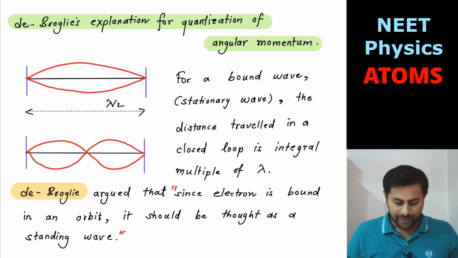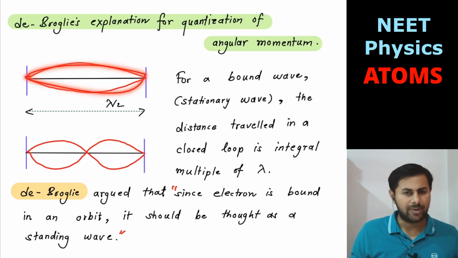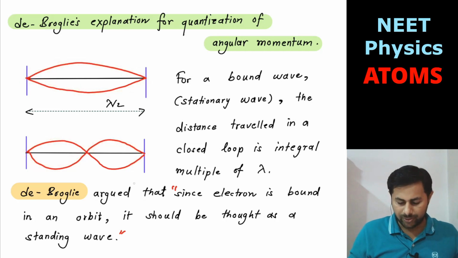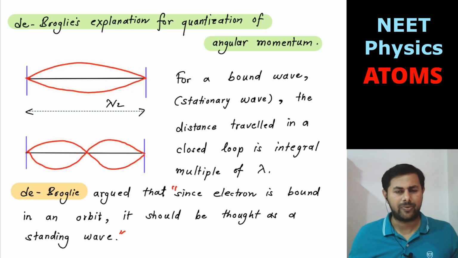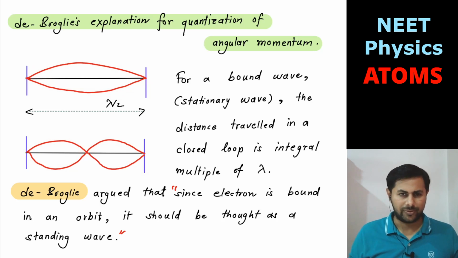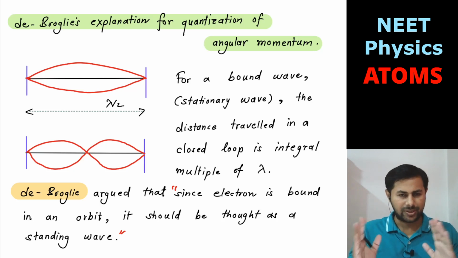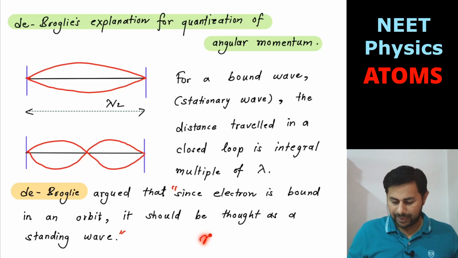All right, good. So the distance covered would be lambda, or if two loops are formed, the distance covered in a round trip is 2 lambda, or if three loops are formed, then the distance covered in a round trip would be 3 lambda, and so on. So the distance covered by a wave trapped between two rigid supports is equal to n times lambda, in a round trip.